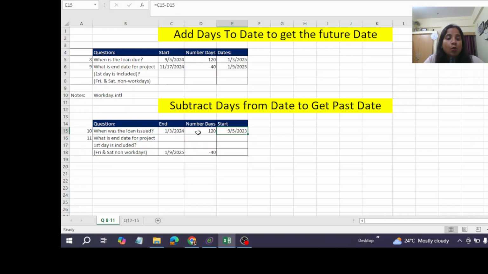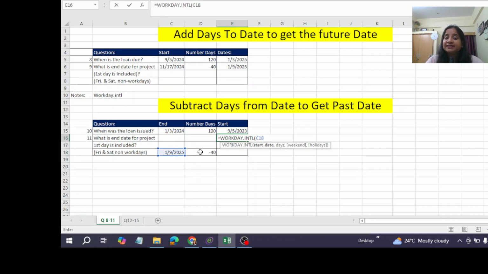And next is, what is the end date for the project? First day being included, and Friday and Saturday being non-working days. So obviously, yes, non-working days will be there in that. Equal to sign. We'll use the same function, WORKDAY.INTL, and start with the start date. Date we'll take this, comma, days. And one more thing I missed here, C18, this is the start date.